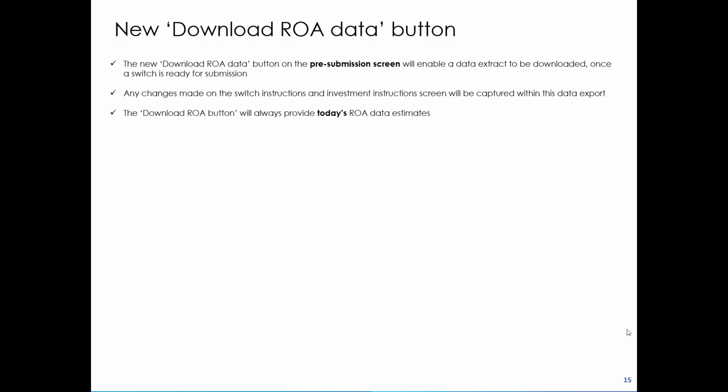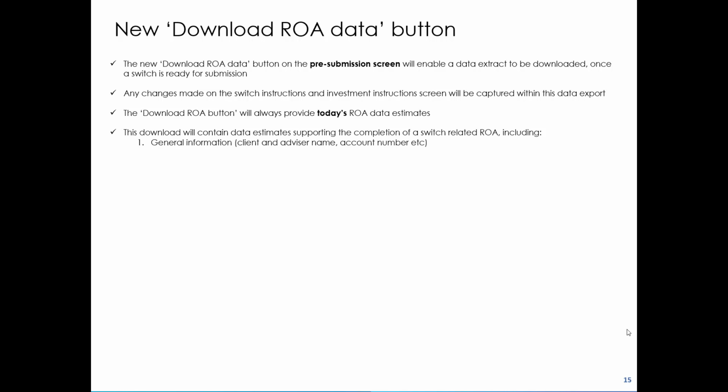The Download ROA button will always provide today's ROA data estimates. This download will contain data estimates supporting the completion of a switch relating to the ROA, including general information, including the client advisor name, account number, the summary of the changes, buy and sell instructions, the proposed asset allocation, and the fees breakdown.